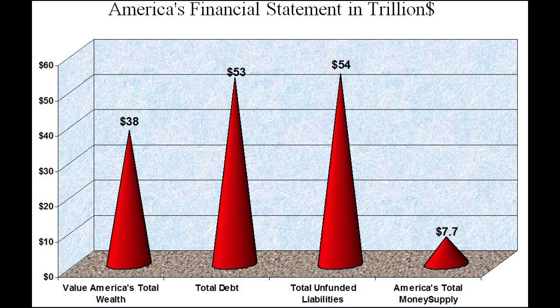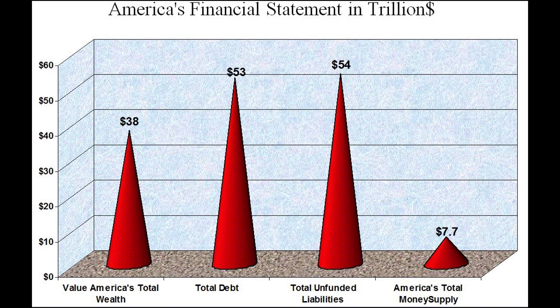And then the next column shows the total debt. Now that's the federal government debt, the state government's debt, the business debt, and the personal debt, which is $53 trillion. And the unfunded obligation on this chart shows it's 54, but understand now it's up to about 64. But it grows constantly, this grows constantly.